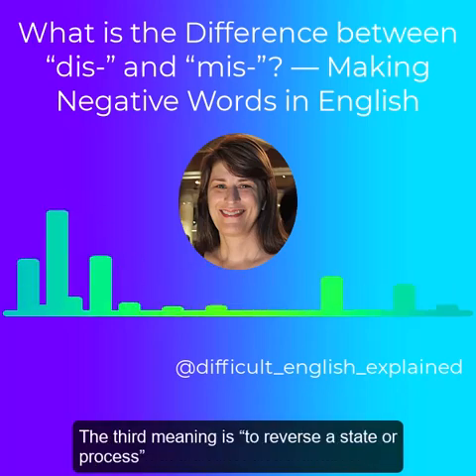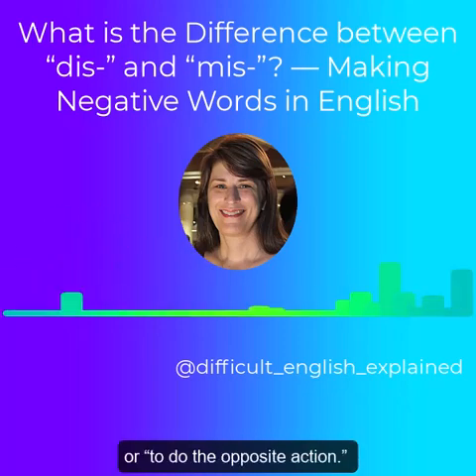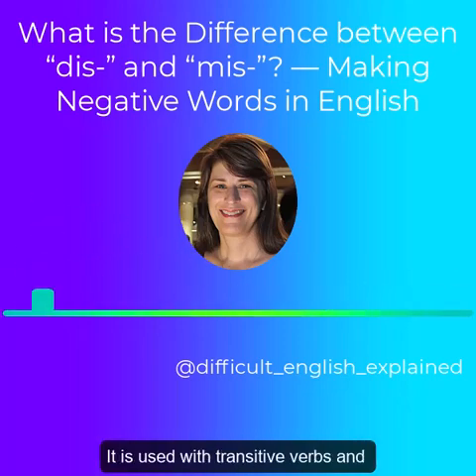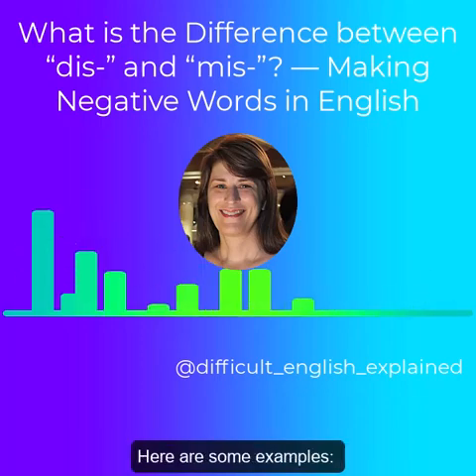The third meaning is to reverse a state or process, or to do the opposite action. It's used with transitive verbs and with nouns derived from transitive verbs. Here are some examples.